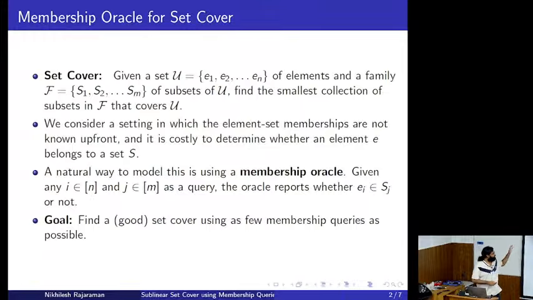Again, just a quick recap. We're working under the standard set cover setting. We have a ground set of n elements and a family F of m subsets. And the standard set cover problem is to find the smallest collection of subsets in F that cover our ground set.